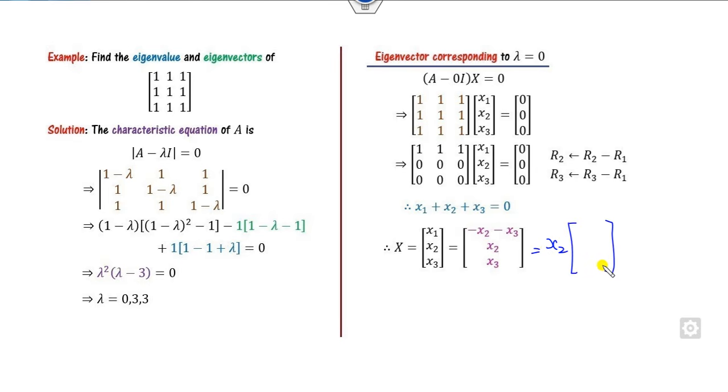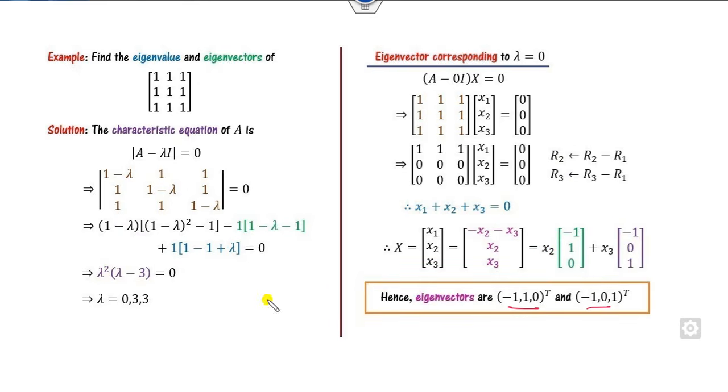So I can write this correspondingly. There are two unknown variables, one is x2, the second is x3. What is the coefficient of x2 here? Minus 1, 1, 0. What is the coefficient of x3? Minus 1, 0, 1. So these two are my eigenvectors corresponding to lambda equal to 0.